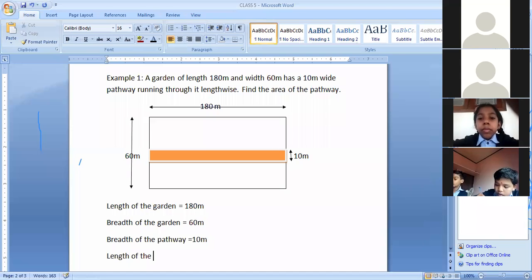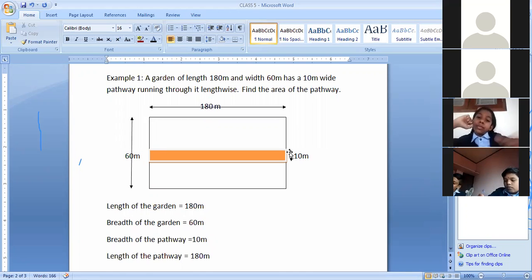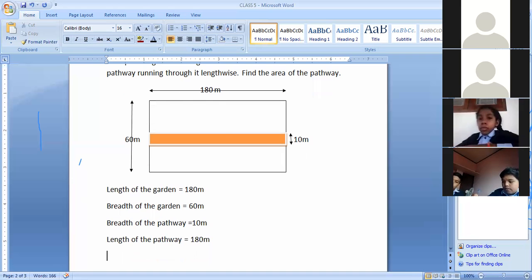It is not given in the question. Yeah, 180 meter. Very good. The length of the pathway is same as the length of the garden, right? Because it's running through it lengthwise. This pathway goes through the garden lengthwise. So the length of the pathway is same as the length of the garden. Is that clear? So we got the length and breadth of the pathway. What is our task? It is very simple. Find the area of the pathway.